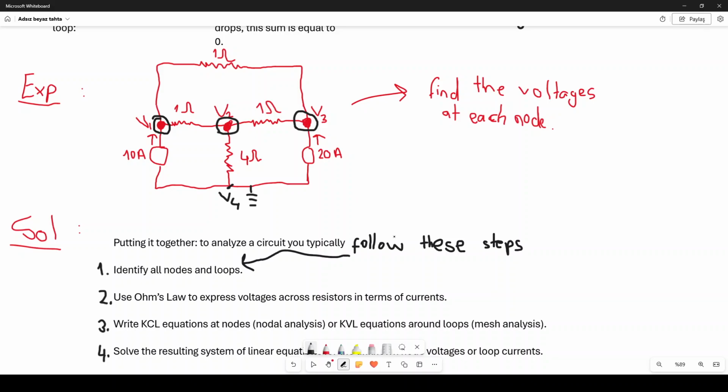But one simple question comes to mind: how will I analyze this circuit? In other words, my question here is to find the voltages at each node. That means I need to find the values of the voltage at V1, V2, and V3. So how can I do that?